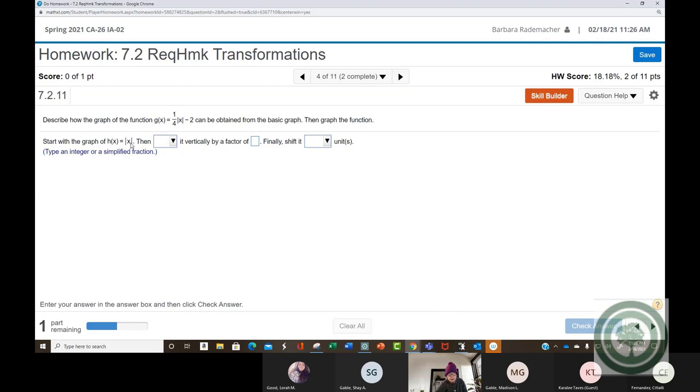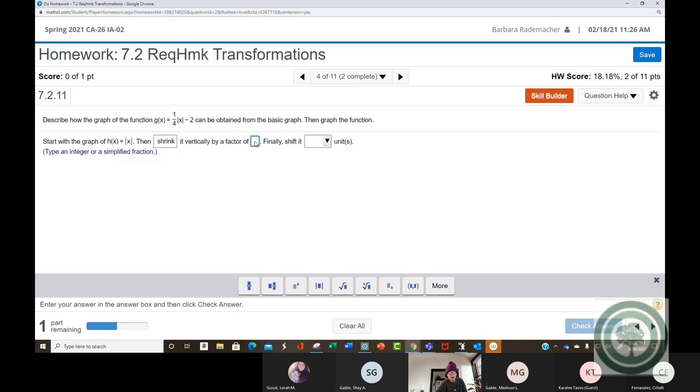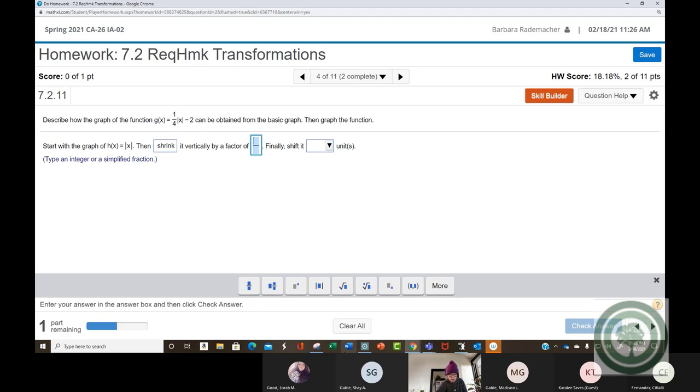Start with the graph of h of x equals the absolute value of x. Then shrink it, because 1/4 is a number between 0 and 1. Shrink it vertically by a factor of, I guess you don't need a fraction, do you? You could just go 1/4. Finally, shift it down 2 units, down 2.